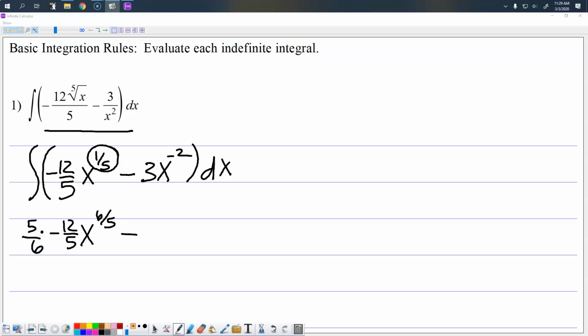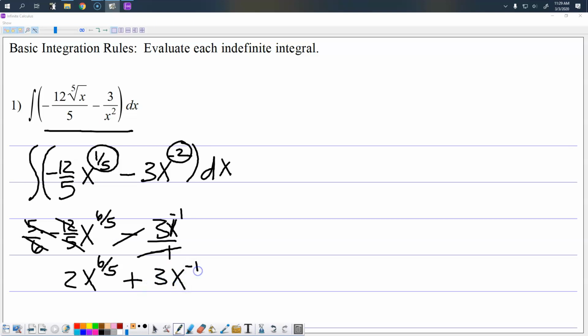Okay. Next one, adding 1 to that, we get -1, and then dividing by a -1, we'll have that. So here the 5's cancel. 6 goes into 12 twice. And, oops, left my x out there. Now the -1 here will cause this negative to become a plus. And so we have 3x to the -1.